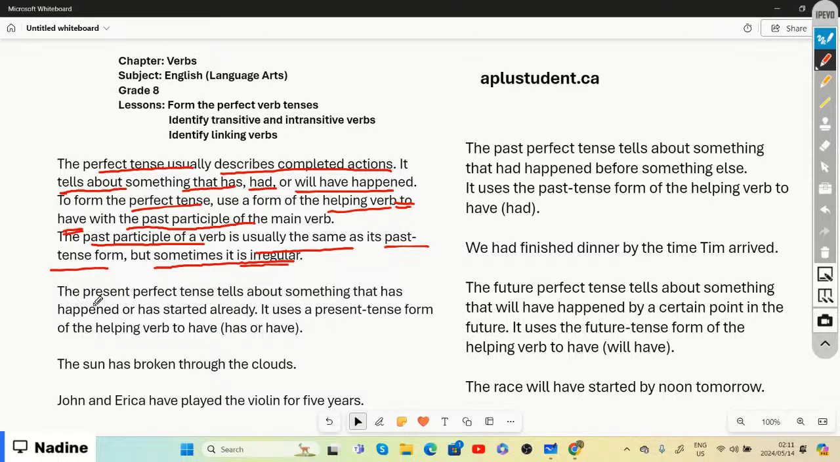And then we have the present perfect tense, right? And the present perfect tense tells us about something that has happened or has started already. And it uses the present tense form of the helping verb to have, which is either has or have.